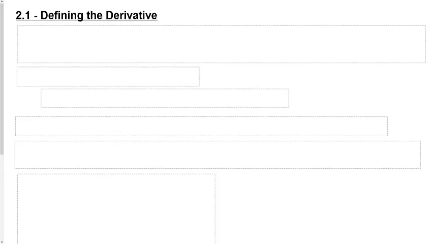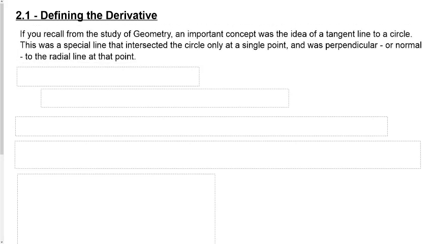In this lesson, we're going to talk about derivatives and begin with defining a derivative. If you recall from the study of geometry, an important concept was the idea of a tangent line to a circle. This was a special line that intersected the circle at only a single point and was perpendicular or normal to the radial line at that point. The terms normal and perpendicular both mean the same thing, so I just wanted to point that out. Let's take a look at this.